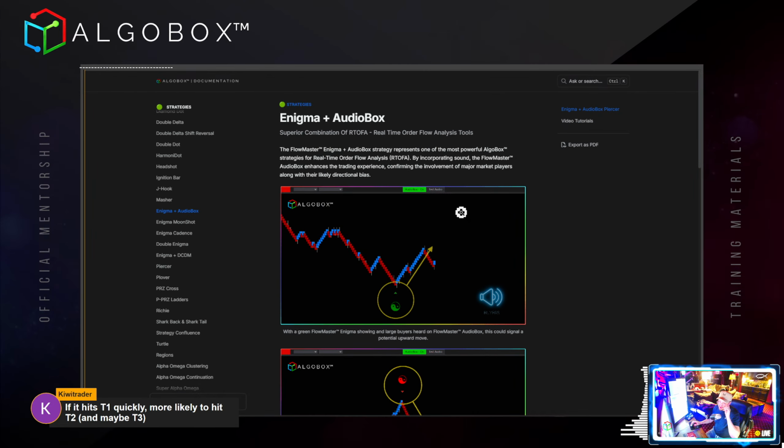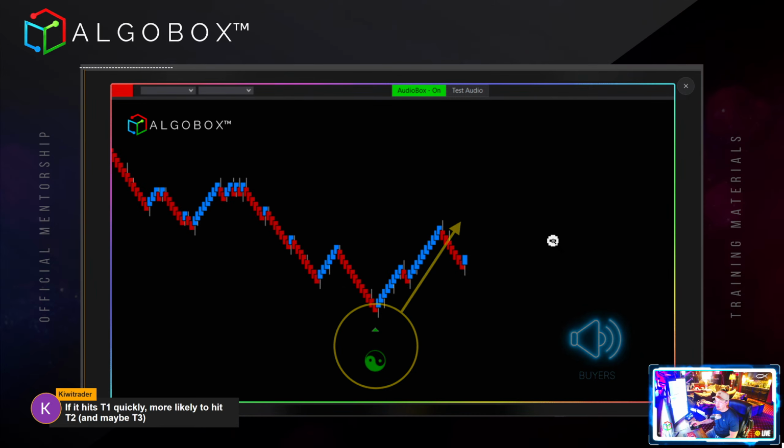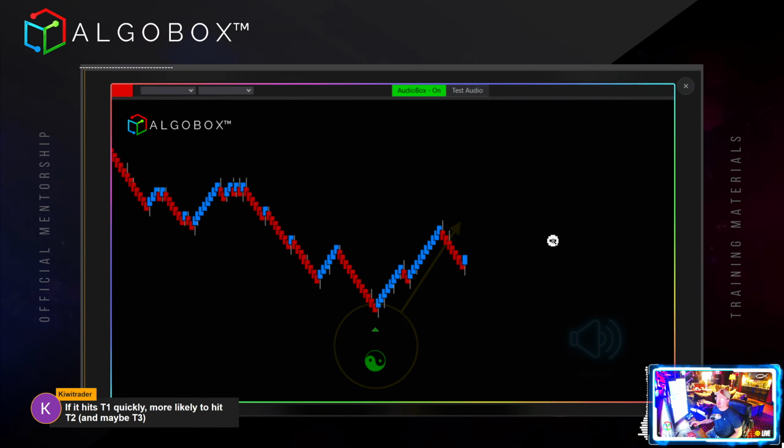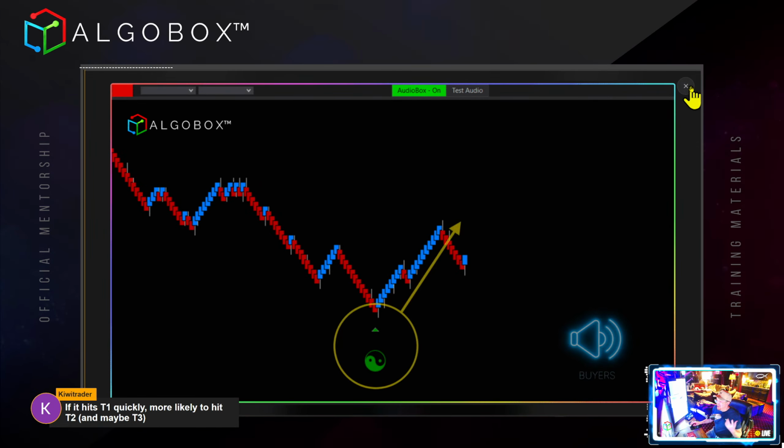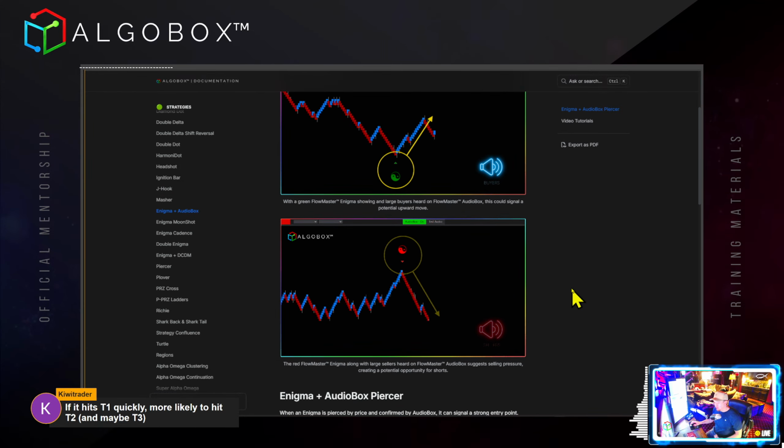Let's go over here to the Enigma AudioBox. It's a combination of Enigma plus AudioBox, obviously. And we just get that additional confluence when you start to hear some aggressive buyers or sellers right after an Enigma shows up. The Enigma is an important one for obvious reasons. We use this as a kind of a staple in our entry systems.